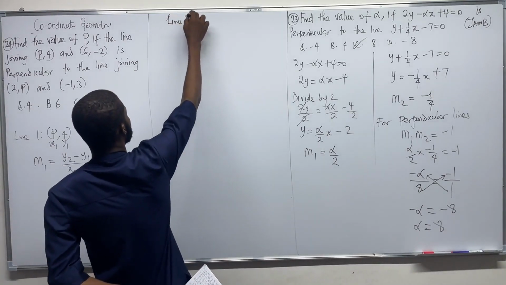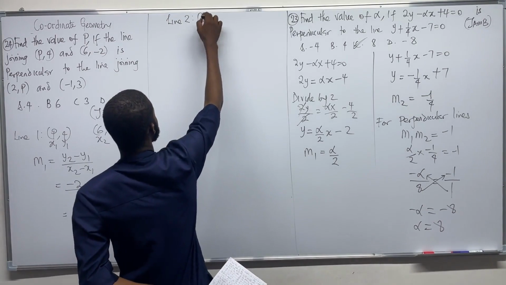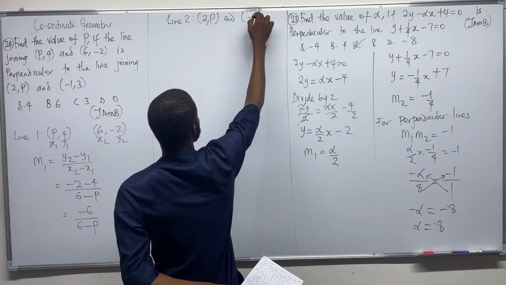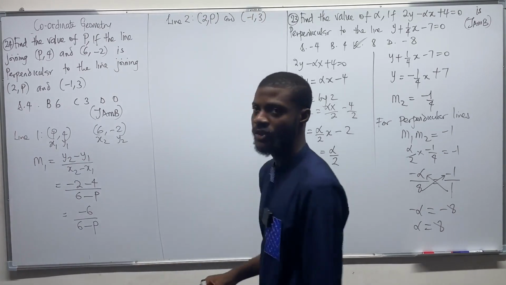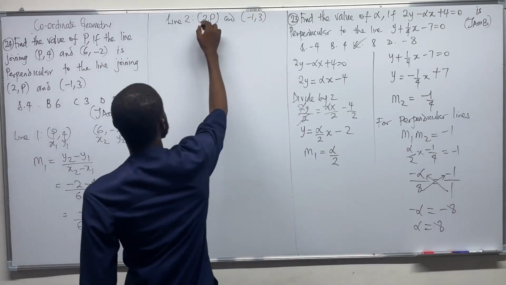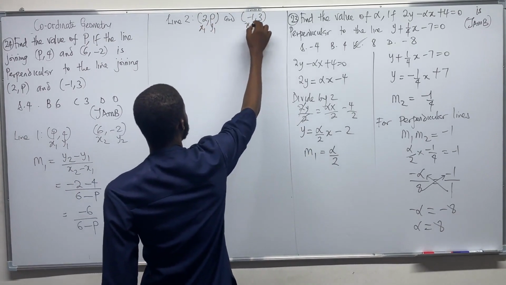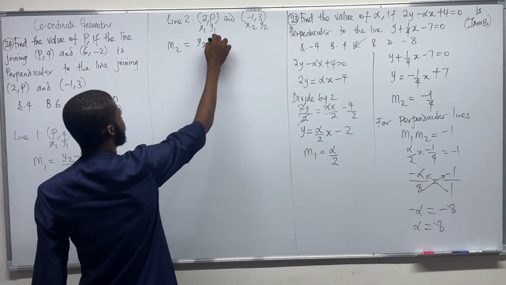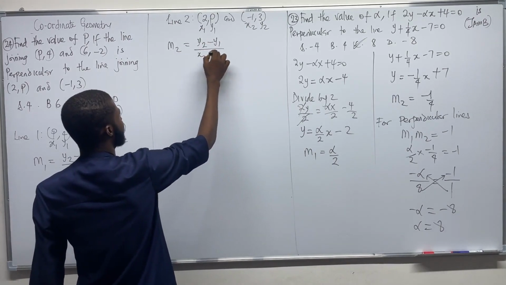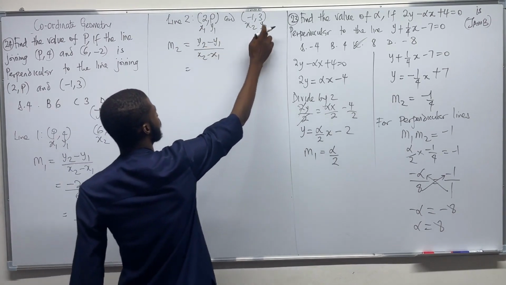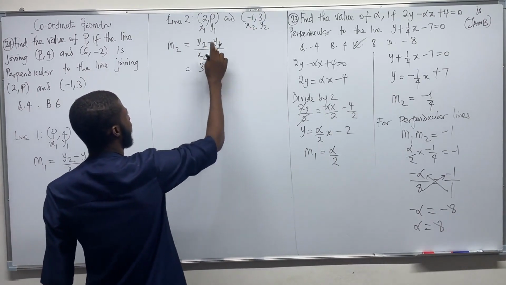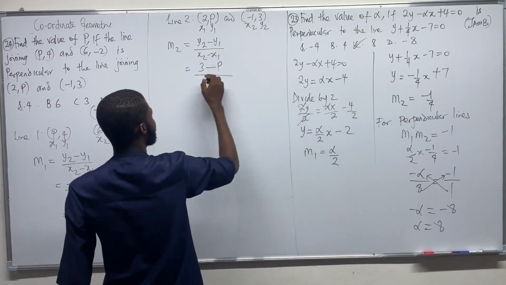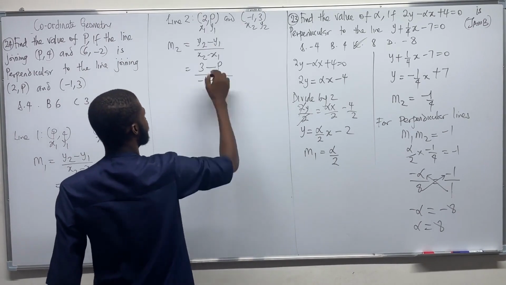Next, line 2. Line 2 is passing 2, p and minus 1, 3. So that's what I have. So again, let me name these points. So this is x1, y1, x2, y2. So m2, the formula for gradient is y2 minus y1 over x2 minus x1. So y2 is 3 minus y1 is p, divided by x2 is minus 1 minus x1 is 2.